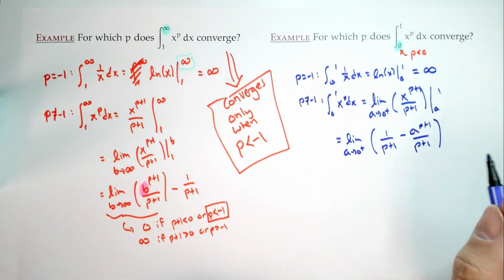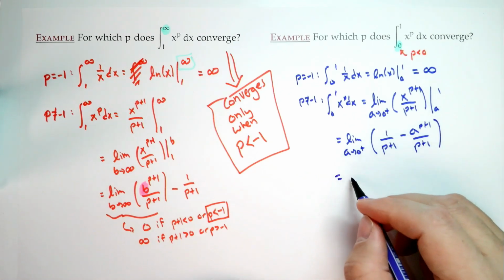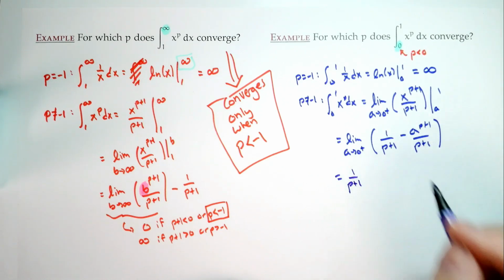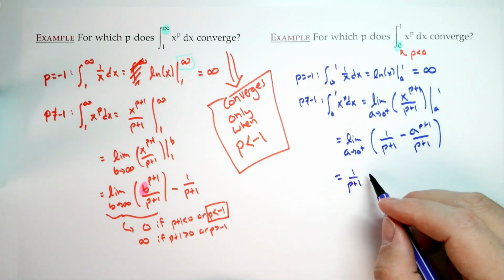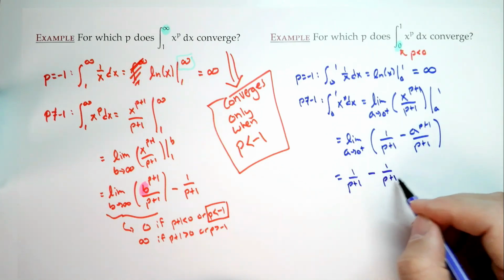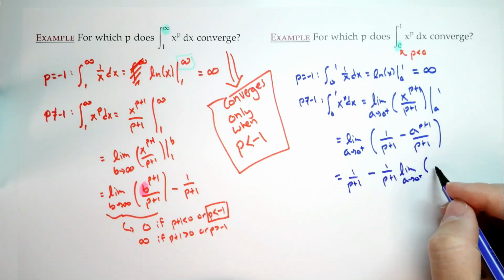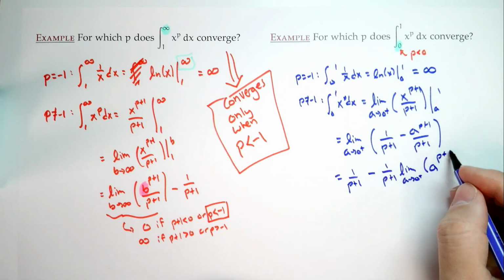Now we have to ask ourselves a question. What happens? Well, okay, the 1 over p plus 1, because p isn't changing. P is a number. It's fixed. So I can think of this as 1 over p plus 1, pull it out, minus 1 over p plus 1, limit as a goes to 0 from above, of a to the power of p plus 1.